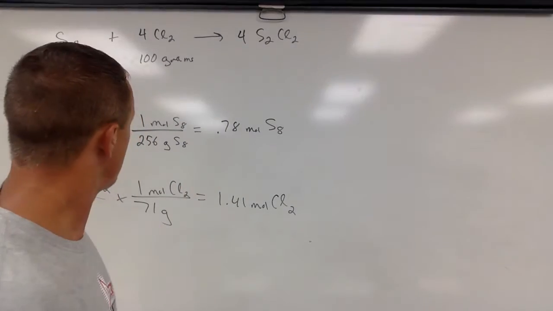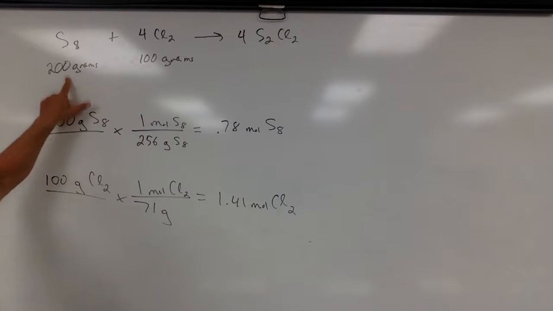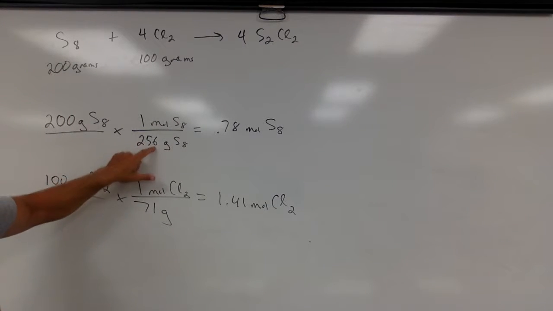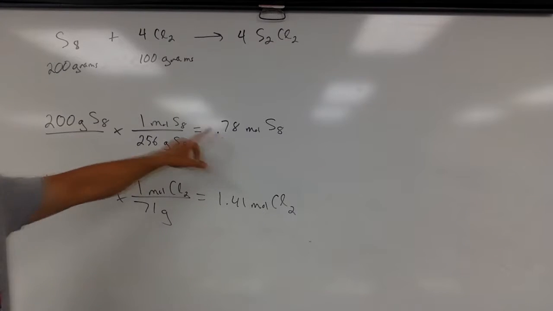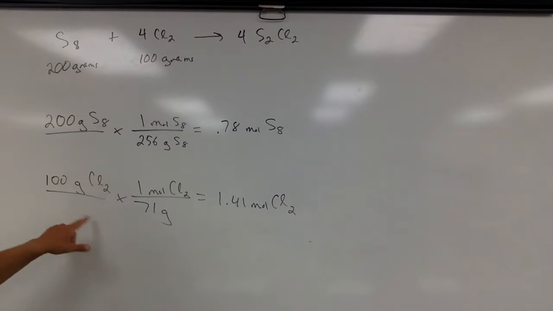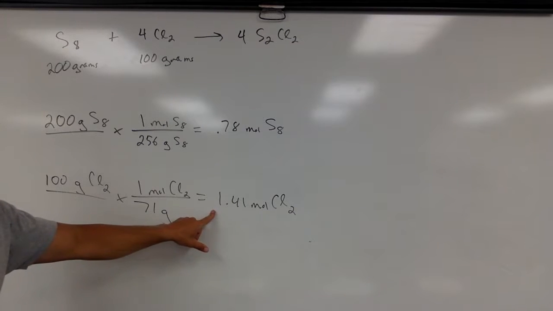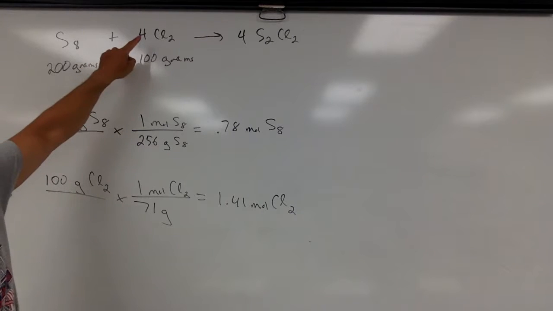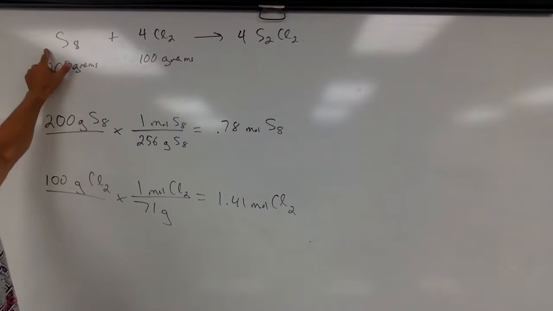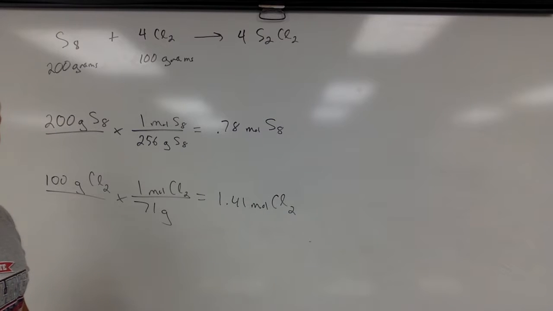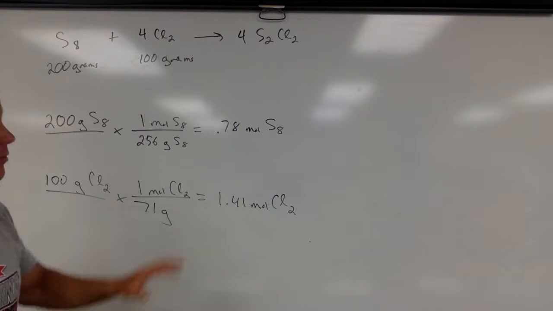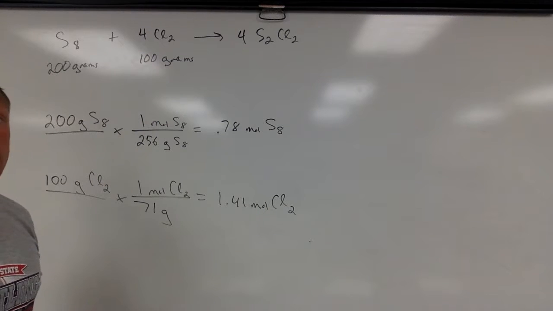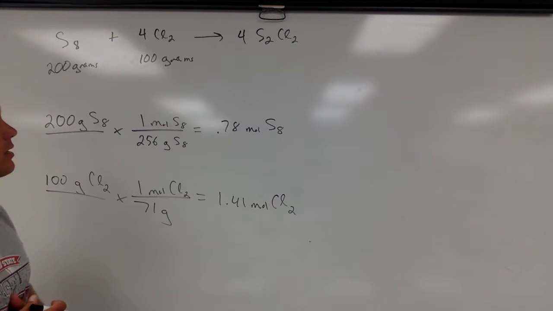So what I have done here is taken my 200 grams of S8 and turned it into moles. So 256 grams is 1 mole, so we have 0.78 moles. So 200 grams is 0.78 moles. I did the same thing with chlorine, turned it into moles. Okay. Looking at the equation here, it's a 1 to 4 ratio. We need to have 4 times as much chlorine as sulfur. So chlorine needs to be 4 times bigger. If it's not 4 times bigger, it's going to run out first. If there's more than 4 times as much chlorine in terms of moles, remember not in terms of grams, in terms of moles, if there's more than 4 times as much chlorine, then they would be in excess.